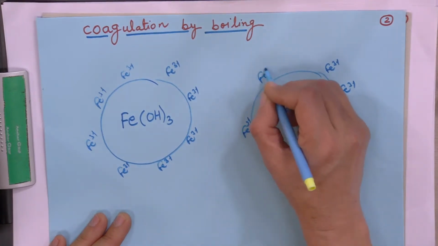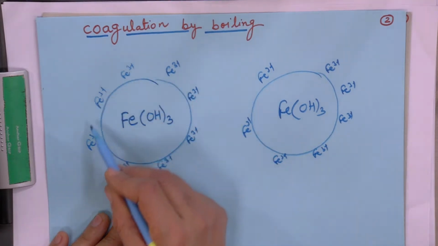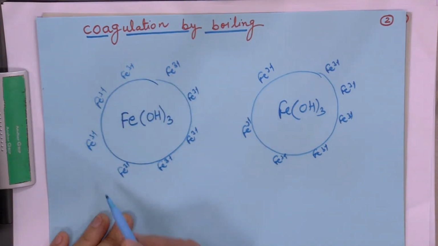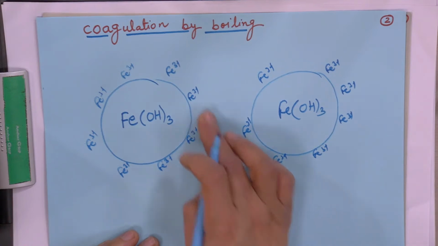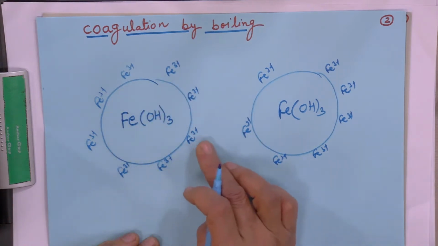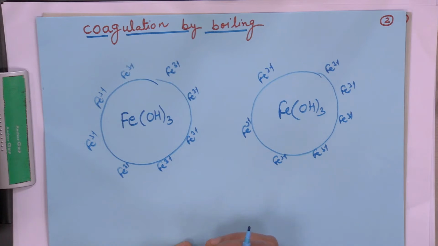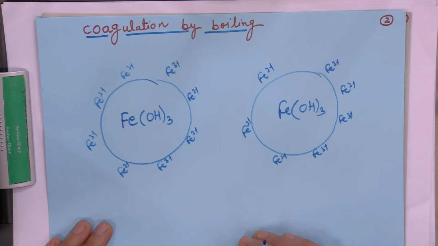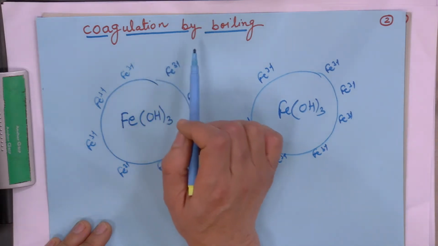When you boil the ferric hydroxide solution, it will lose the adsorbed layer around it. So this adsorbed layer will disappear. Why? With boiling they get kinetic energy. These bonds between the adsorbed layer and the colloidal particle will break down, and when this adsorbed layer disappears, they will again club together, they will join and aggregate, because there are no charges, and they all will coagulate and settle at the bottom. Again coagulation will happen. So this is another technique, coagulation by boiling.